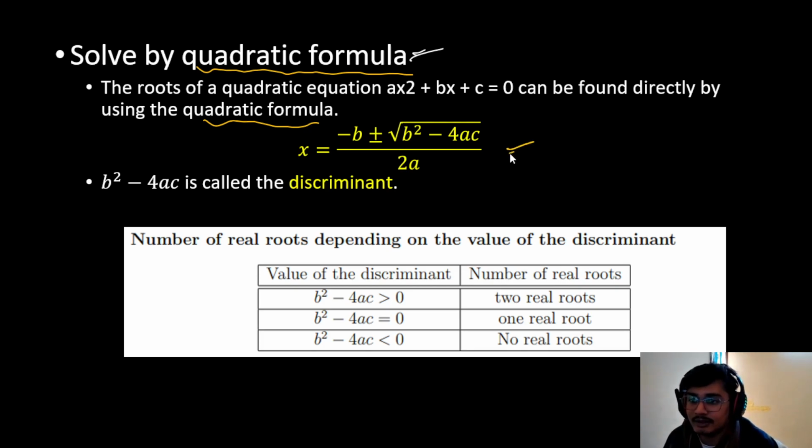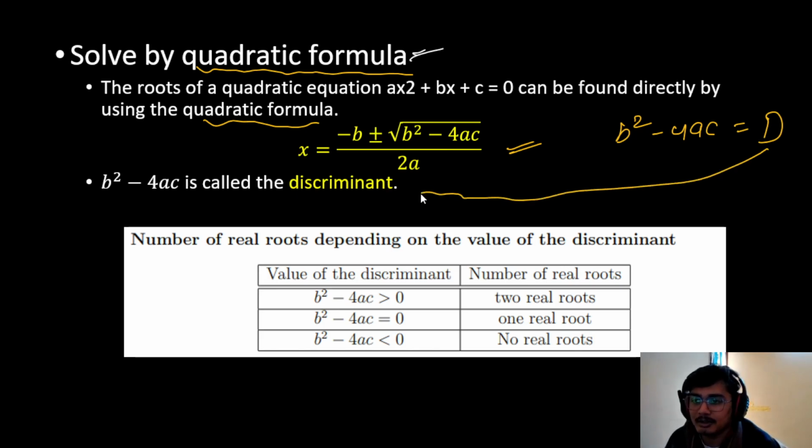What is the quadratic formula? This is the quadratic formula: x equals minus b plus minus root under b square minus 4ac, upon 2a. This b square minus 4ac is equal to capital D, and this capital D is nothing but the discriminant. This capital D is known as the discriminant, and the discriminant is b square minus 4ac. This is our quadratic formula.